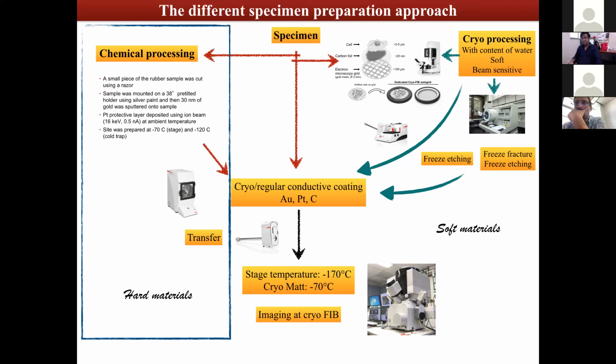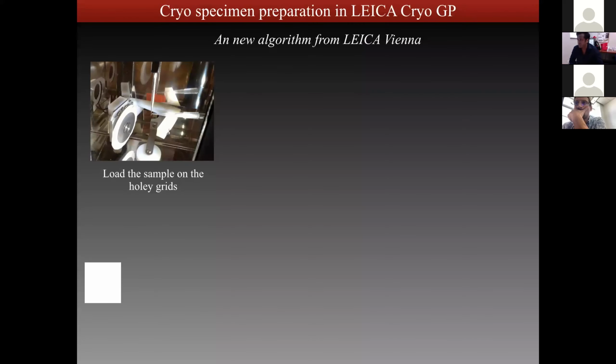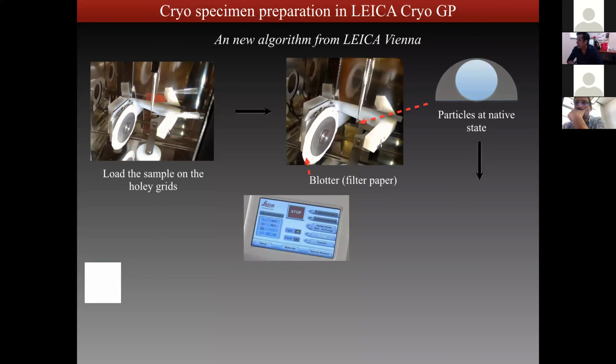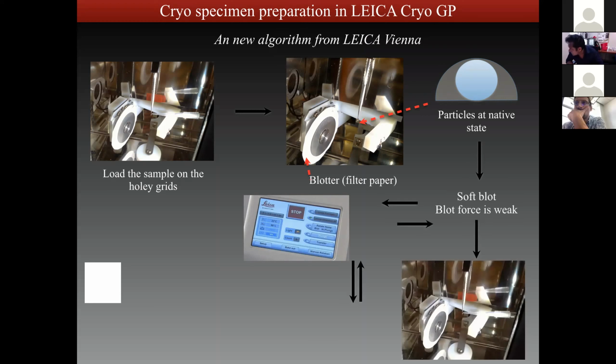So for the cryo specimen preparation, say using the Leica Cryo GP2, this is the inside of the GP2 we have. Typically what we do is we load the sample as you see in the first image, and there is the blot paper. The blot paper will simply come in close vicinity of the sample that is deposited on the grid, and then there will be a blot, a normal blot.